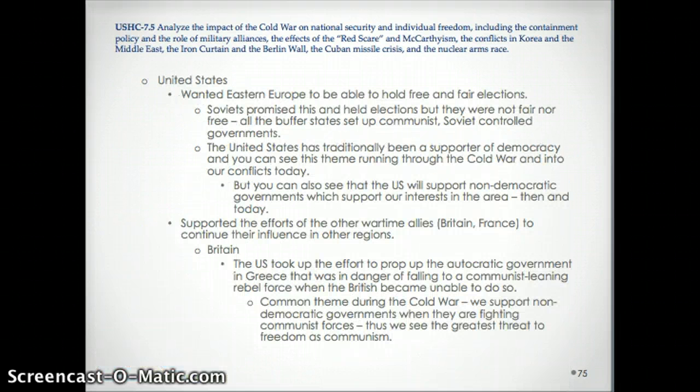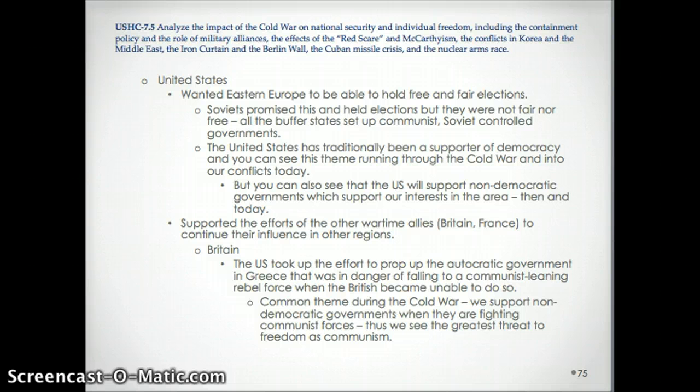However, the United States has different goals. The United States wants those countries that we just looked at to be able to hold free and fair elections. The Soviets promised this, but the elections they held were not free, nor were they fair. All the buffer states set up communist Soviet-controlled governments. The United States has traditionally been a supporter of democracy, and you can see that theme running through the Cold War and into our conflicts today. But you can also see that the U.S. will support non-democratic governments when it supports our interests and when it helps our interests.